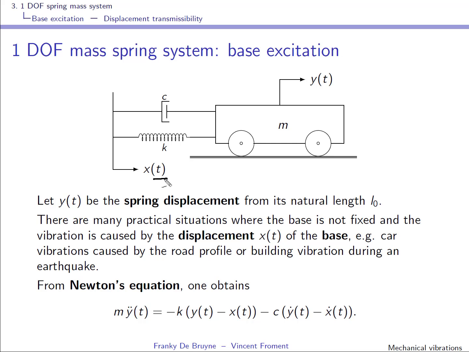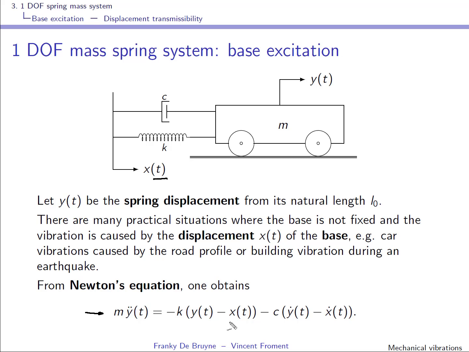Okay, so this is a practical situation that can occur, for instance, where a car is subjected to vibrations caused by the road profile, or that a building is vibrating during an earthquake. From Newton's equations, you can derive the equation of motion using Newton's second law, and the difference is now that you don't have any external force. Mass times acceleration is the net force.